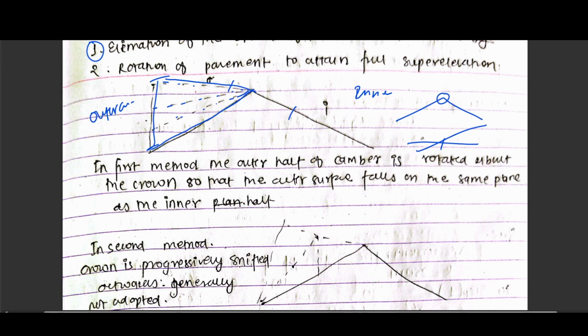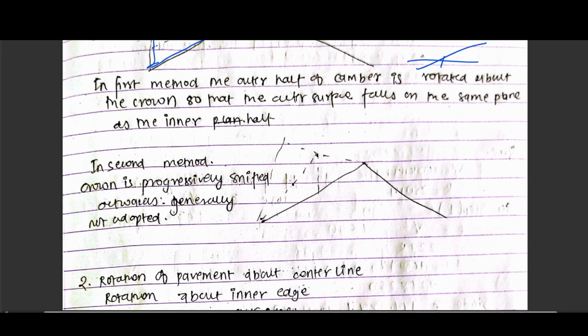So our theory portion is also clear. The outer half of the camber is rotated above the crown so that the outer surface falls on the same plane. And the next portion is we change the crown gradually so that we can obtain the full super elevation. First the crown is at this level, and after that we start filling up this portion, and we bring the crown to this position, and after that to this position, and this is the final super elevation that we gain in the curve.